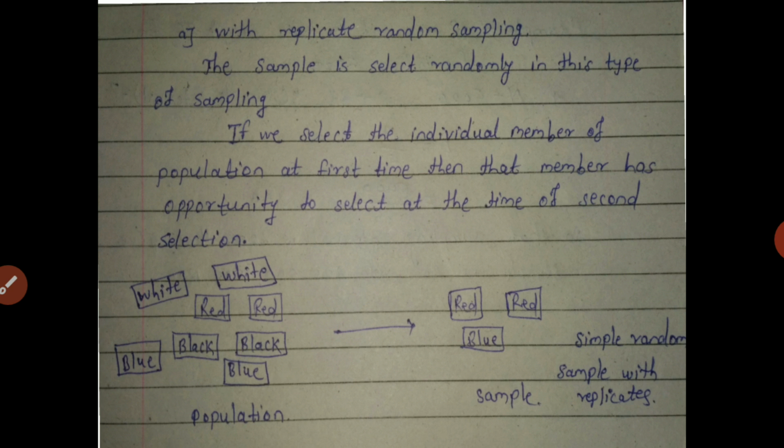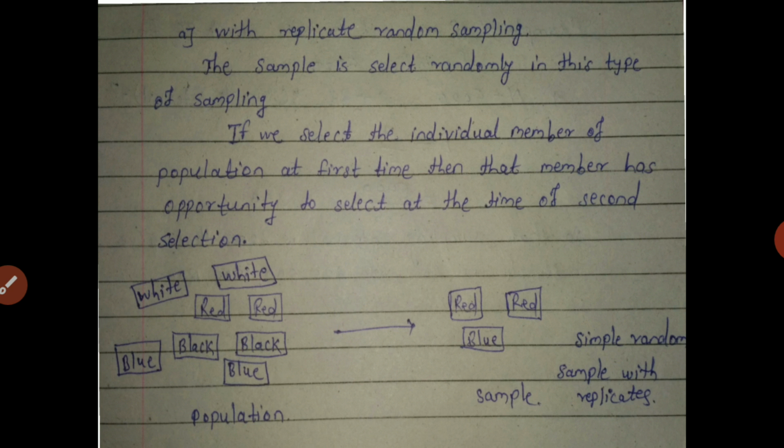As I mentioned earlier, in this type, once we select an individual member, that individual member has the opportunity to be selected again, at the second selection. Here we can see a population that is white white, red red, black black, and blue blue.